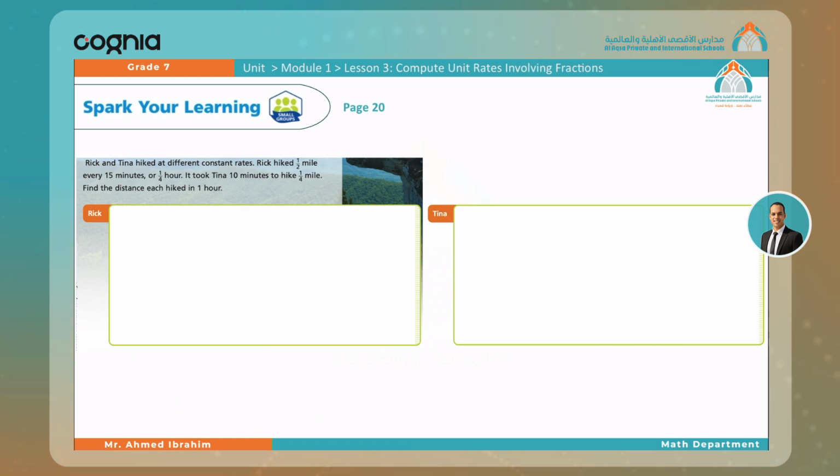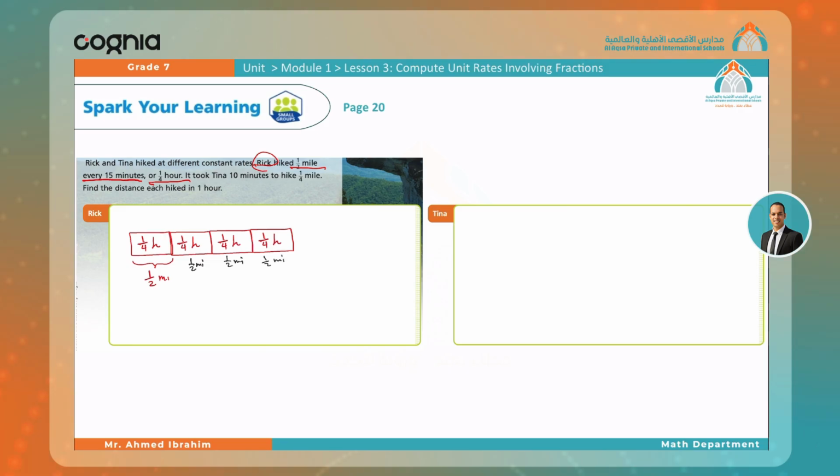So first let's start with Rick. Rick hiked half a mile every 15 minutes, or quarter hour. So what we will draw here is a box, and inside this box, quarter hour. And this quarter hour is half a mile. We know, guys, that the hour is 4 quarters. So if another quarter hour, that means it's half an hour now, so it means half a mile more. Another quarter hour, so these are 3/4 hour now, and it's half a mile more, and one more quarter hour, and this is another half mile.